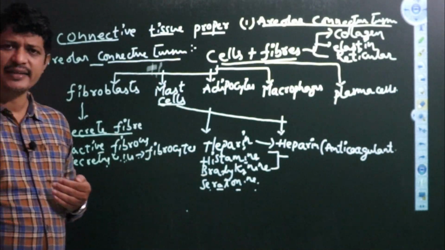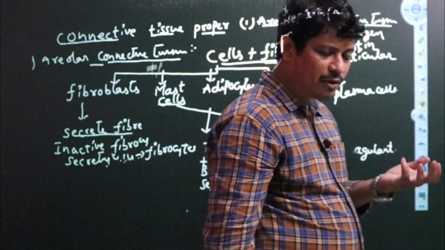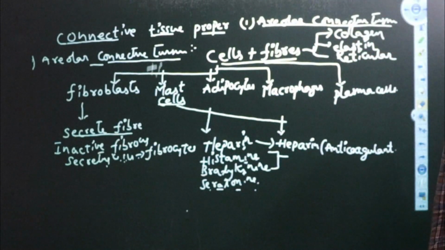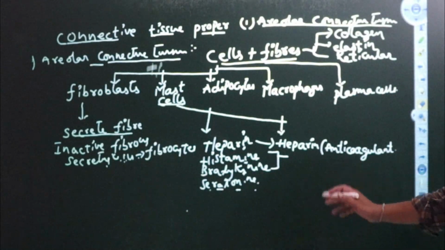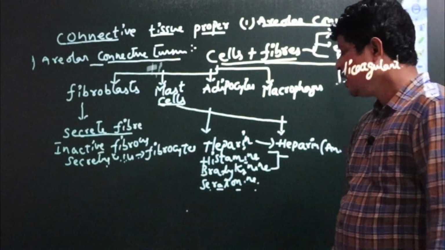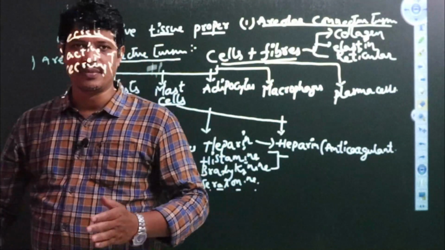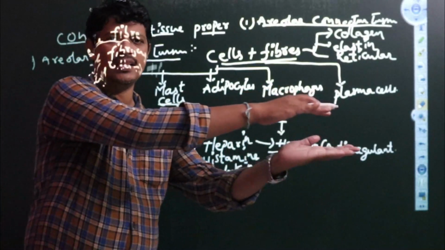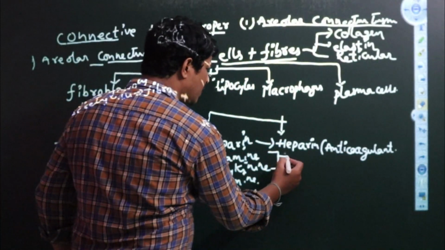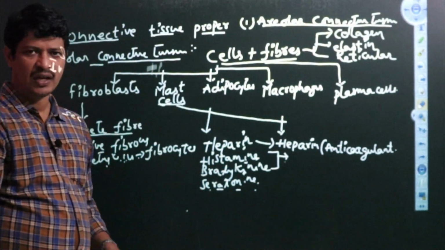We are the examples for the closed type of circulatory system. In this closed type of circulation, the blood flows in the blood vessels. When the blood flows in the blood vessels, it never coagulates due to the presence of the anticoagulant heparin. So this heparin prevents the clotting of the blood. And histamine and bradykinin, these two.